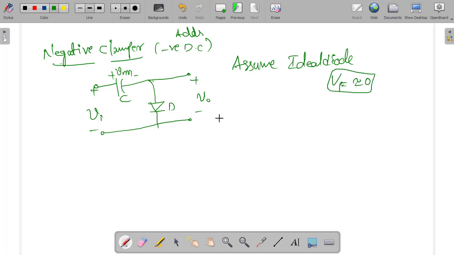What we have discussed in a clamper is that you don't have shape change. The shape will remain the same. Let the input waveform be a square wave. I am assuming the input waveform as a square wave. So how will my input waveform be? This is my input waveform.